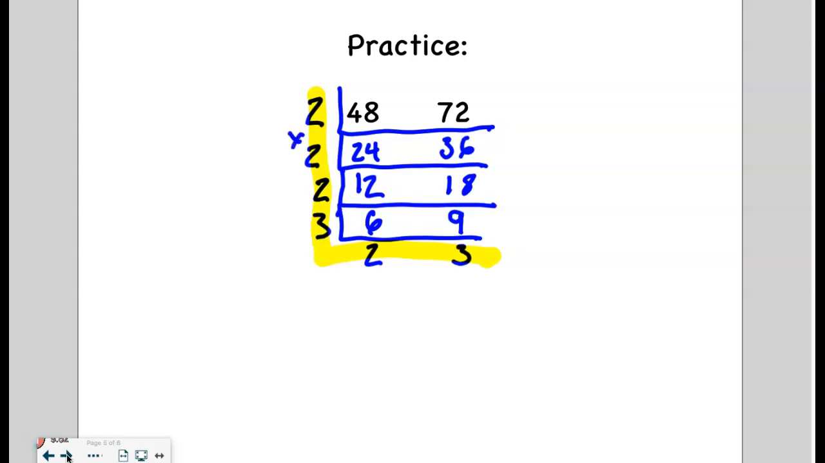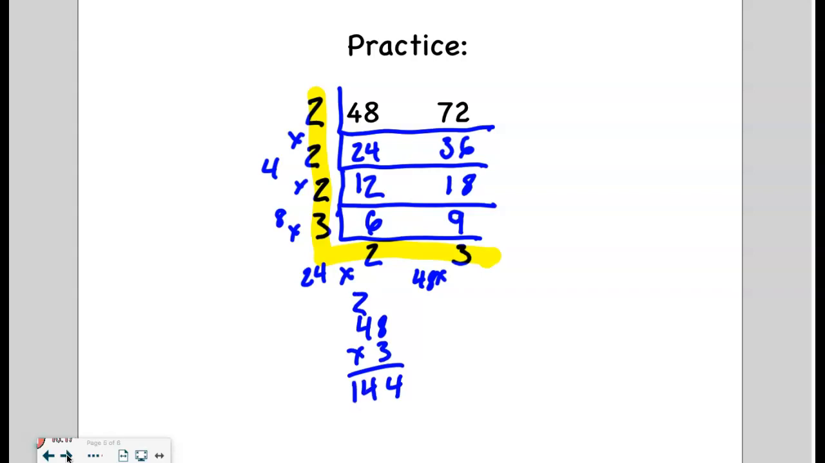So I have 2 times 2 is 4. 4 times 2 is 8. 8 times 3 is 24. 24 times 2 is 48, and 48 times 3. So we have 48 times 3. 3 times 4 is 12. We get 144. So our LCM of 48 and 72 is 144.